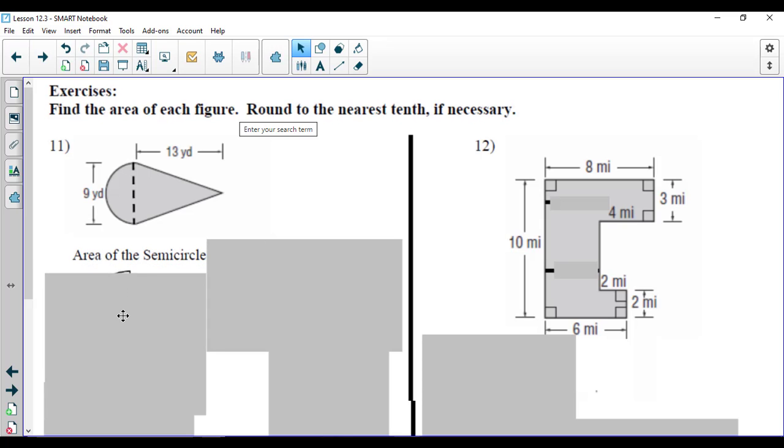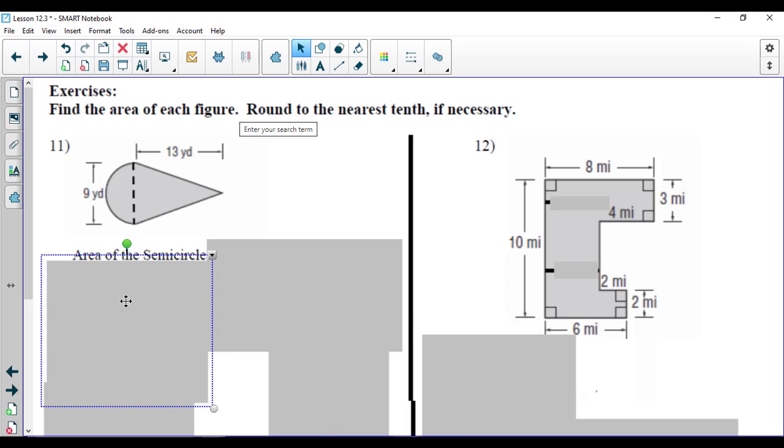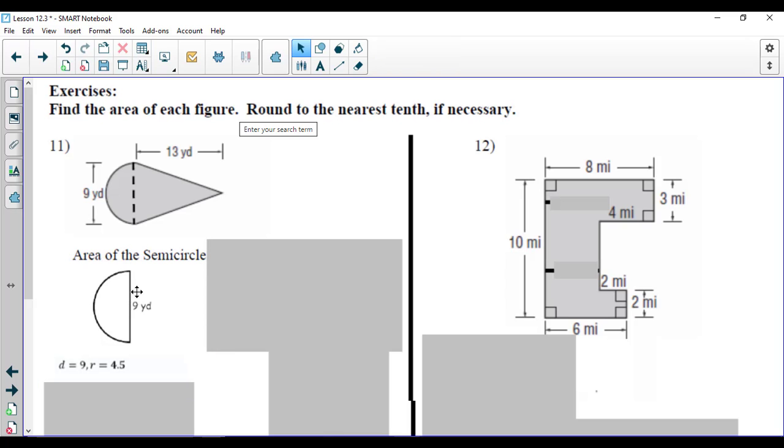So let's actually start with the semicircle. I'm just going to take all of this off of here to show us. Our semicircle, I kind of drew it as a separate piece, like I took the picture apart and drew that semicircle. I know that the diameter of that semicircle is 9 yards. It goes from one side of the circle to the other, not from the center out. So that's the diameter of 9 yards. The radius is going to be half of that, that would be 4.5 yards.